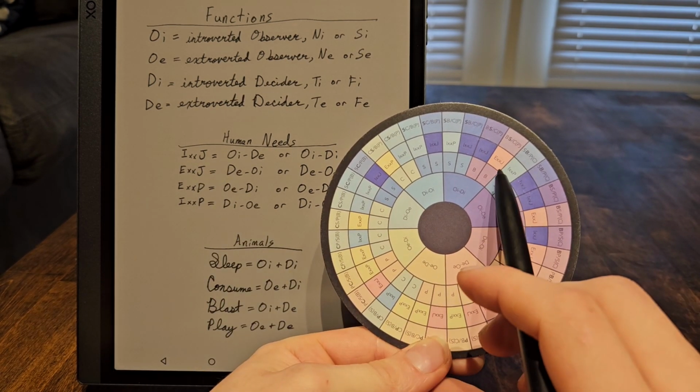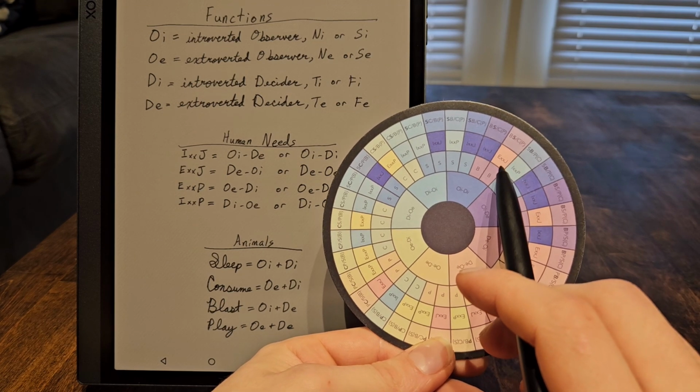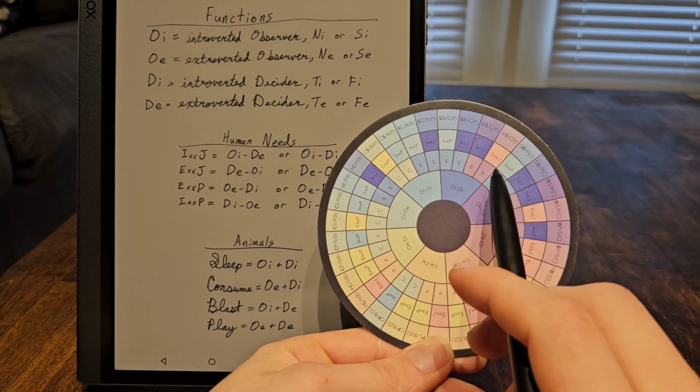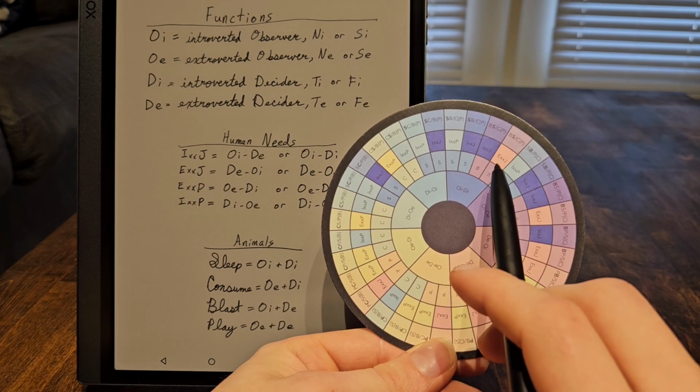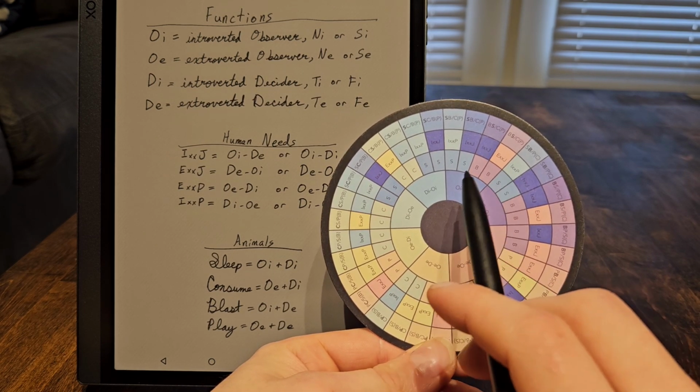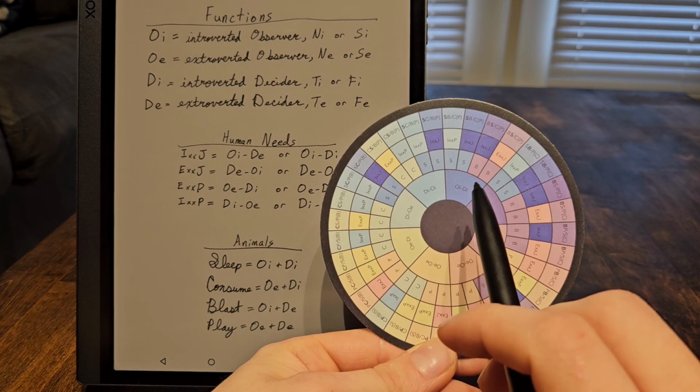These are like the really interesting edge case types, right? And you can see that there's a bunch of them. Every single human need has one that's out on the outlier. There's an introverted one and there's an extroverted one, right?